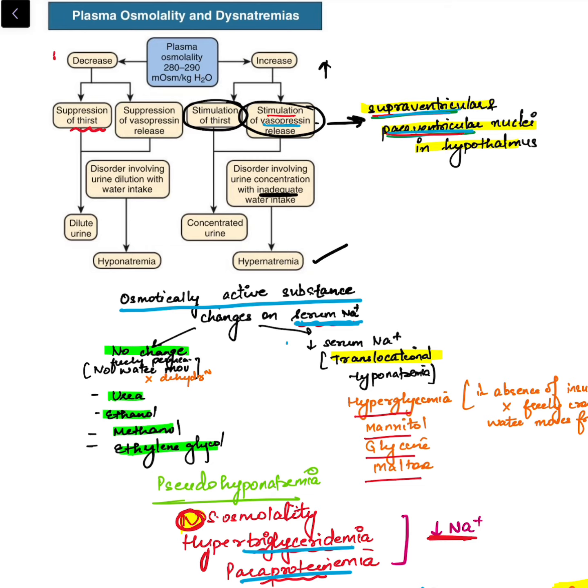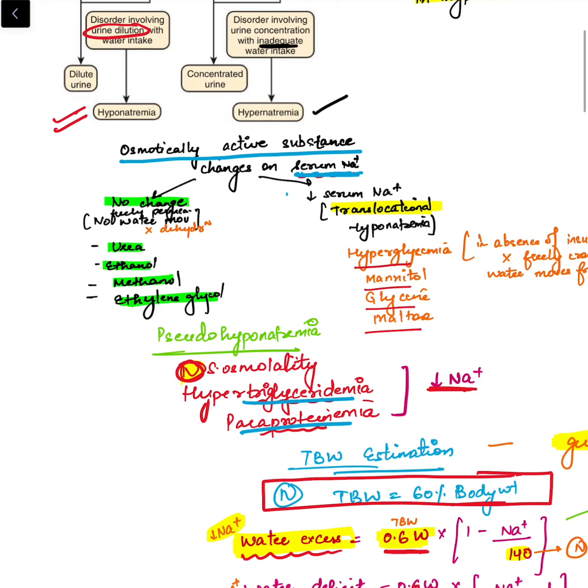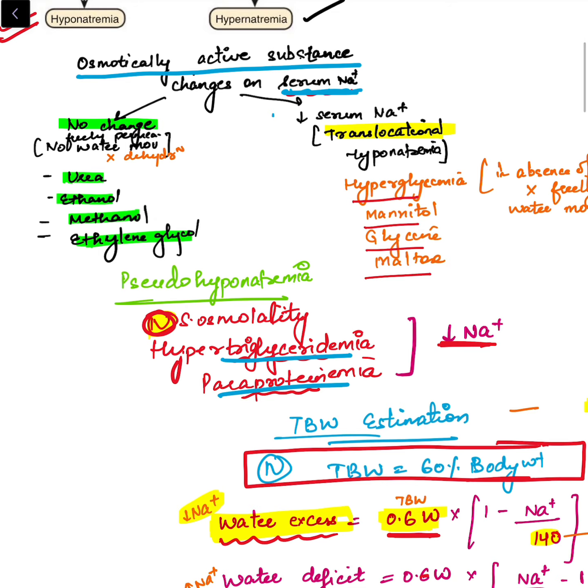Whereas if osmolality decreases, then there will be suppression of thirst and vasopressin, hence urine dilution will occur, which will cause hyponatremia. There are some osmotically active substances which lead to change in the serum sodium. Some substances do not cause any serum sodium loss because they are freely permeable across the membrane, hence there is no water movement and no dehydration. Those are urea, ethanol, methanol and ethylene glycol.